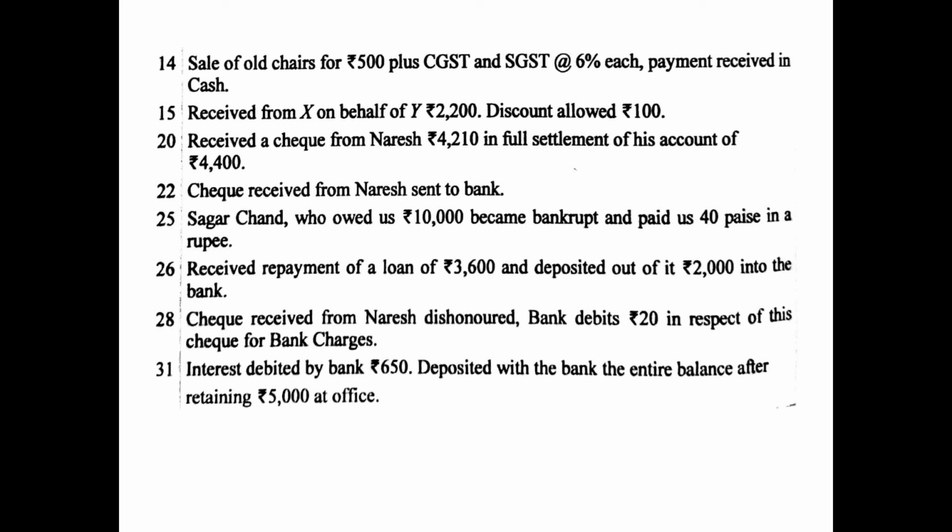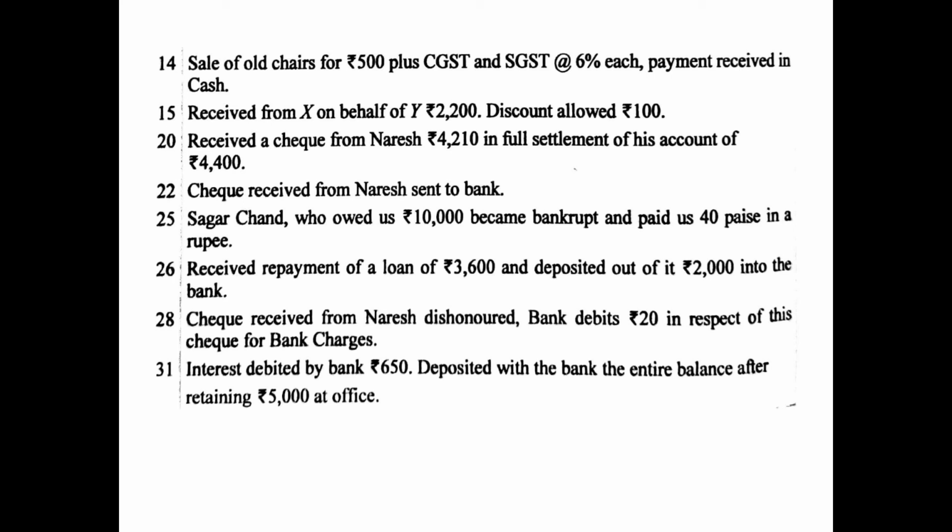That means including 20 rupees of service charge. Then the last transaction, interest debited by bank. Now anything debited by bank means it is being deducted by the bank from our bank account. That means bank balance is reducing. So interest debited by bank is rupees 650. That means this will be shown on the payment side as by interest 650 in the bank column.